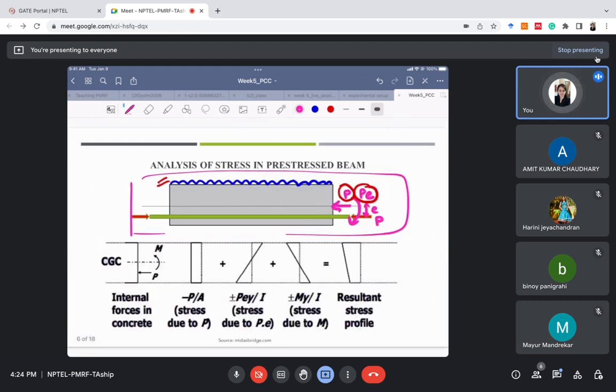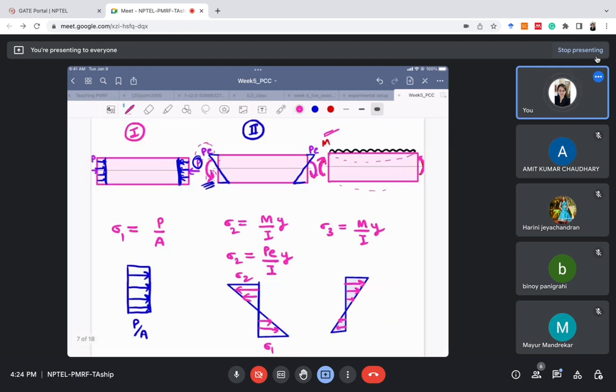What did I do? I analyzed this pre-stressed beam. For analysis, I just shifted this load P to the neutral axis, just to separate three things. First is the axial force, second is the moment due to the tendon pre-stress force, and third is the moment due to the UDL. So I consider these three cases separately. In the first case, I only consider this axial load. In the second case, I only consider the moment due to the tendon, and in the third case I only consider the moment due to this UDL. Then I analyze these three cases separately.